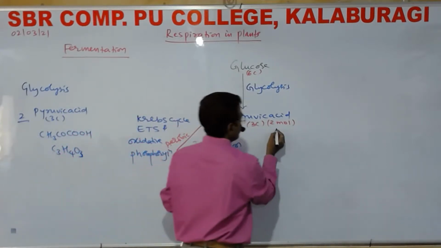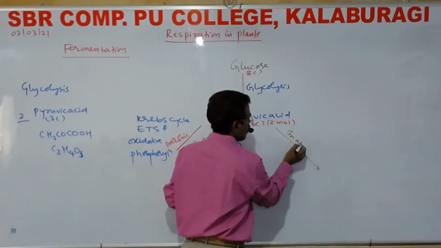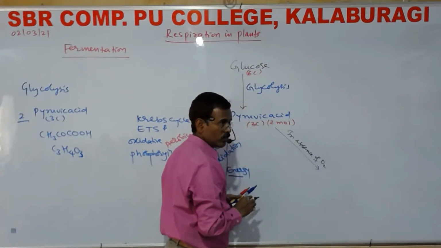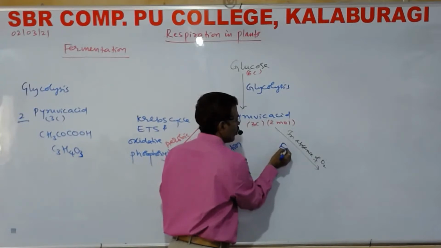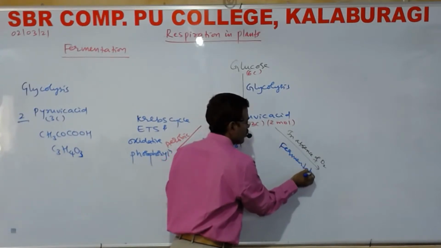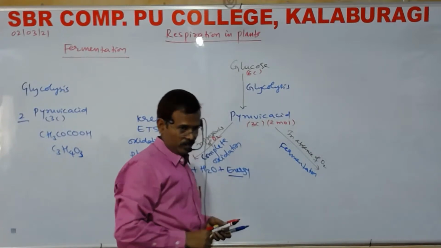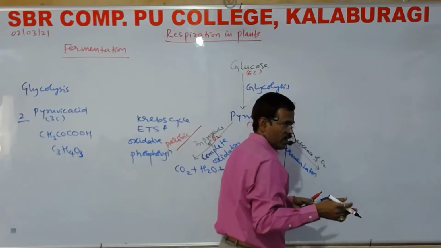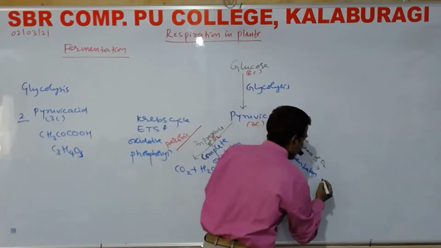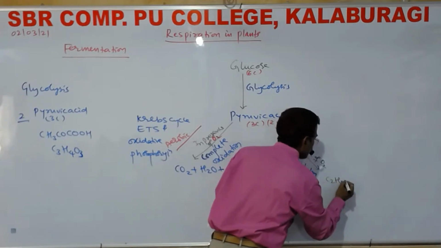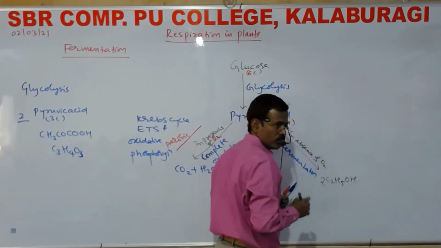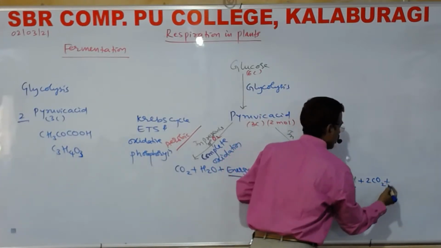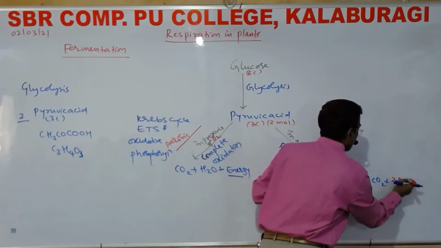Okay. Suppose in absence of oxygen, it can undergo fermentation. When it undergoes fermentation in absence of oxygen, it can form 2 types of products depending on the kind of fermentation. So one is ethyl alcohol, and there is release of less energy.